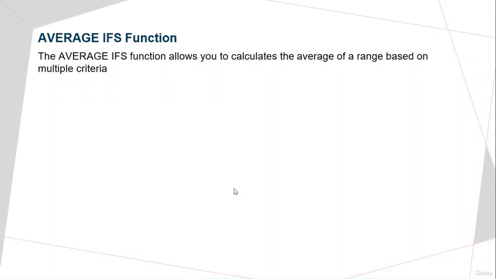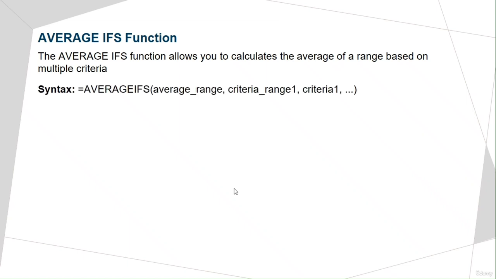The AVERAGEIFS function allows you to calculate the average of a range based on multiple criteria. The difference between AVERAGEIF and AVERAGEIFS is that AVERAGEIF allows you to calculate based on one condition, while with AVERAGEIFS, you can calculate the average based on multiple conditions.